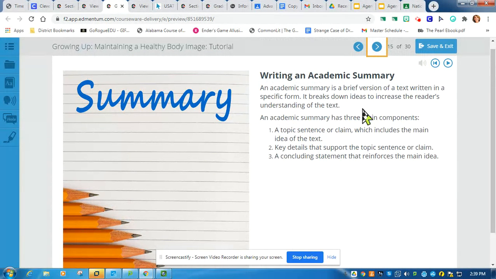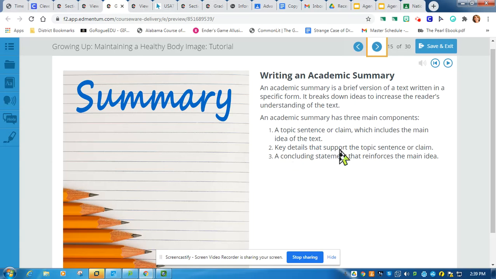Writing an academic summary is a brief version of a text that's written in a specific format. It breaks down ideas to increase the reader's understanding of the text. Okay? An academic summary has three components. It's going to have a topic sentence where it makes a claim. That's where the main idea is going to be.